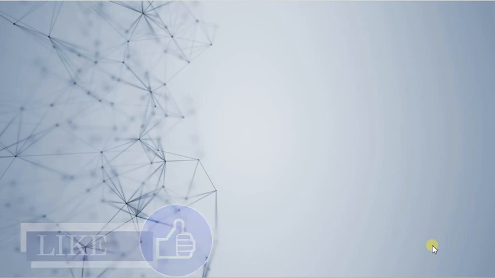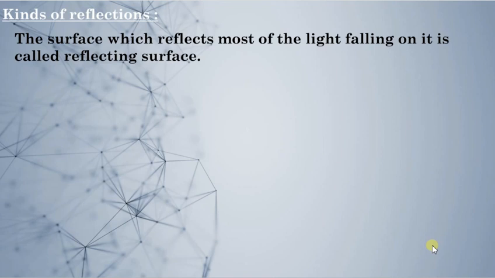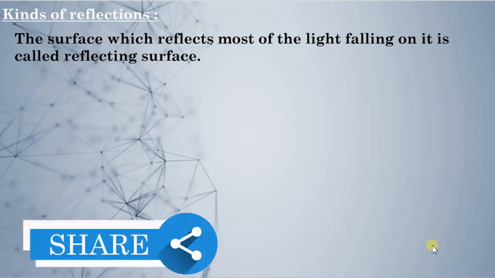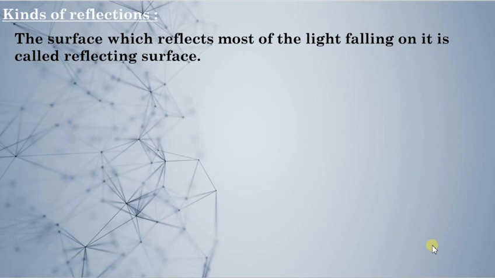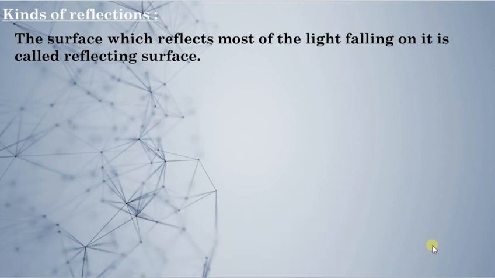Next, kinds of reflections. The surface which reflects most of the light falling on it is called a reflecting surface. Keep one thing in mind, that we are going to make use of terminology in most of your answers while expressing your views on the subject. Terminology is the most important thing. Try to remember what the terminology is, where to use it and how to use it. Without the use of terminology, you will not be able to score the marks. Now, reflecting surface.